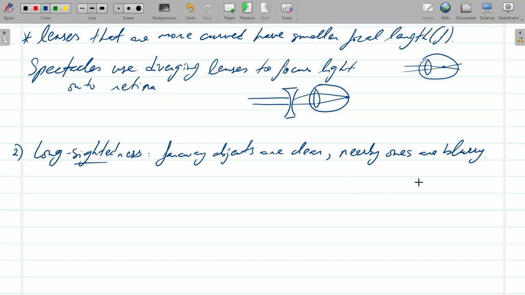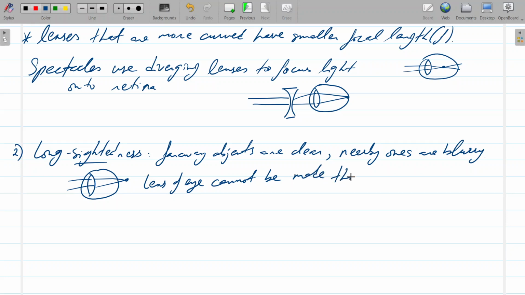And so what's happening over here is the lens is not thick enough to accommodate for the light coming in from nearby objects. And so when it bends, it focuses behind the retina, right? And this is from a nearby object. So the lens of the eye cannot be made thick enough.